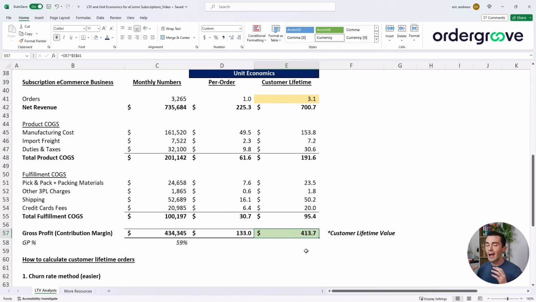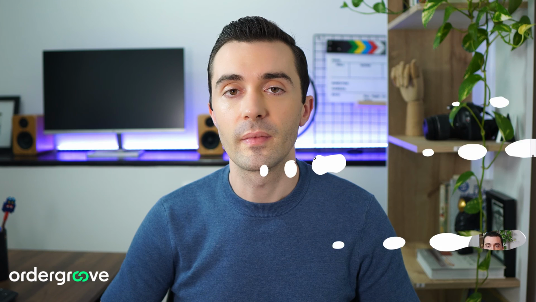So this tells us how much we can spend in marketing to acquire that customer. And so our average customer acquisition cost must be lower than $414. Hopefully it's much lower so that we can actually make a profit on that customer. So that's really what your customer lifetime value tells you. It tells you how much you can spend on marketing and how much you predict that you'll make in profit off your relationship with each individual customer.